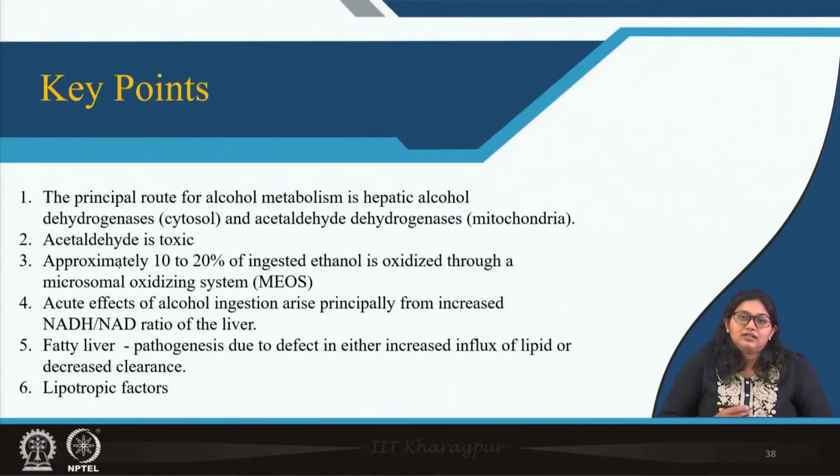So, let us learn the key points of this session. We have discussed alcohol metabolism. The major site of alcohol metabolism is the liver, where hepatic alcohol dehydrogenase, the cytosolic enzyme, and acetaldehyde dehydrogenase, the mitochondrial enzyme, are the most important enzymes. The toxic intermediate of alcohol metabolism is acetaldehyde. Apart from this system, there is MEOS, the microsomal oxidizing system, which is responsible for 10 to 20% of ingested ethanol metabolism. In acute alcohol toxicity, the main reason is increased NADH to NAD ratio in liver.